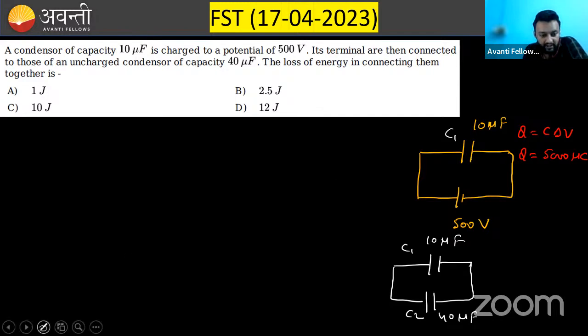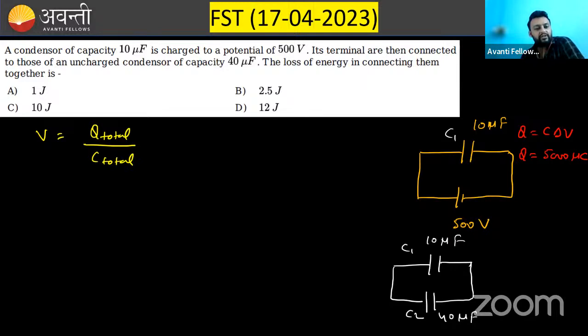And that common potential is given by a golden relation. Common potential is given as total charge on the system divided by total capacitance. So common potential is what? Q total over C total.